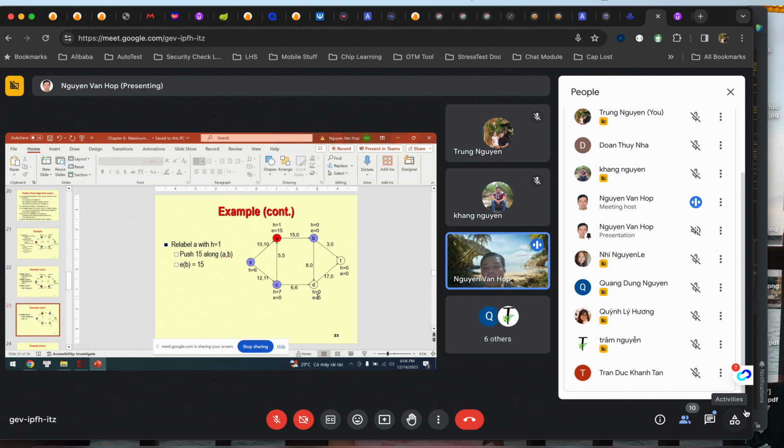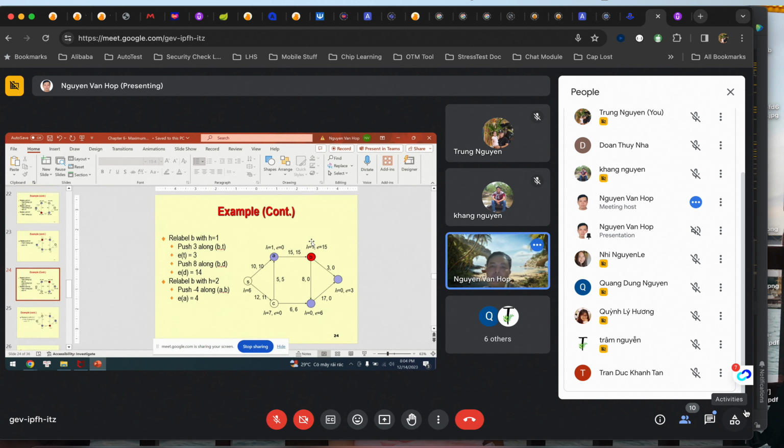Okay? This is 6. And now this one is the active node, because it is the excess node, the maximum one is 15. Therefore we rise up by 1, and we will push the maximum amount of this one, 15, to B. Therefore the excess of B will be 15. You see that here.